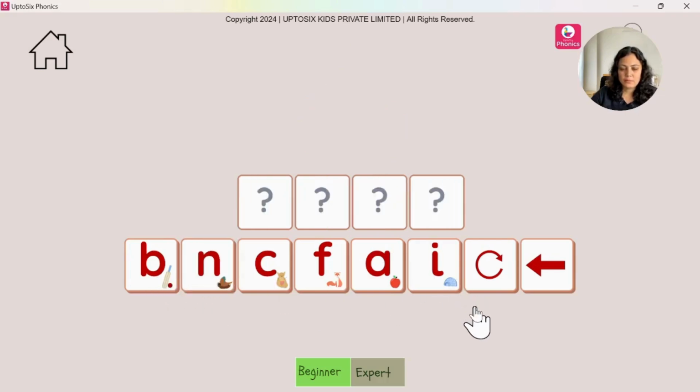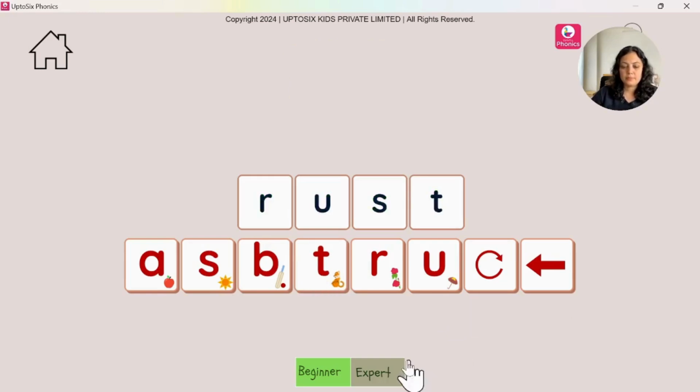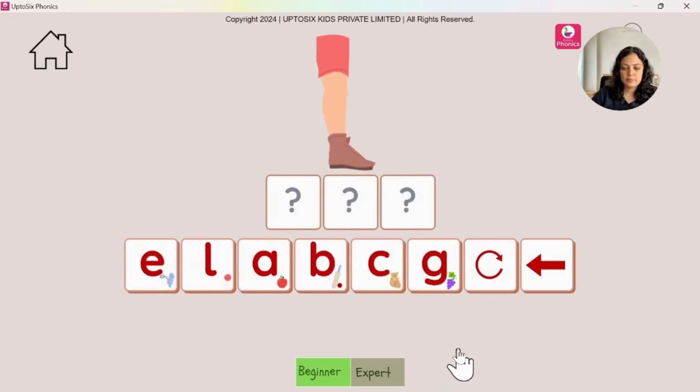Fin. Can you spell rust? Rust. Stretch the word. What is the first sound? S. Rust.